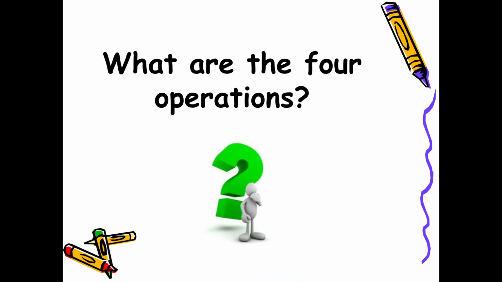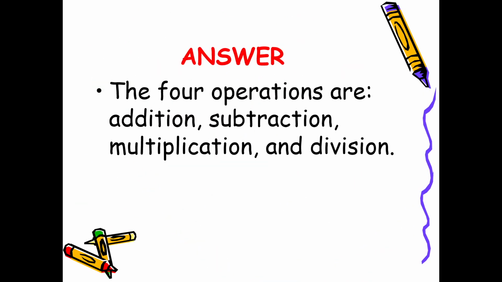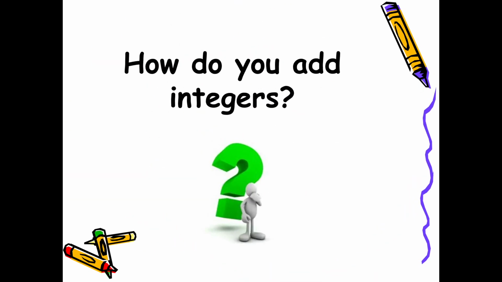Now, what are the four basic operations? You already know this: addition, subtraction, multiplication, division. Let's go through the rules one by one. What is the rule in addition for the same sign?